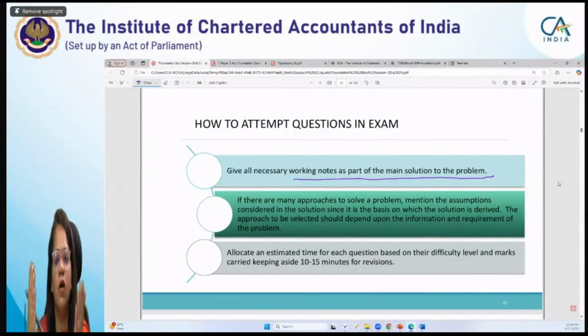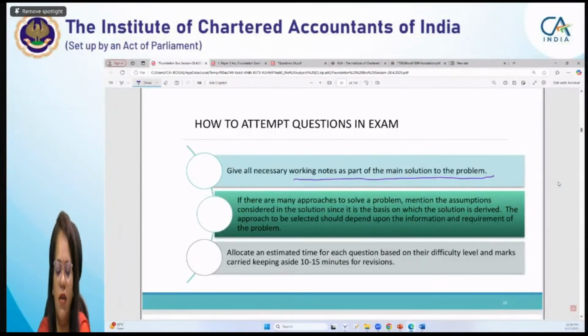It gives a very clear picture to the examiner that you understand the concept well and you know the answer properly. All right. So all the working notes should form a part of the main solution. All right. It is not necessary that a working note should always be there. If the question does not require a working note, you should not make a working note.